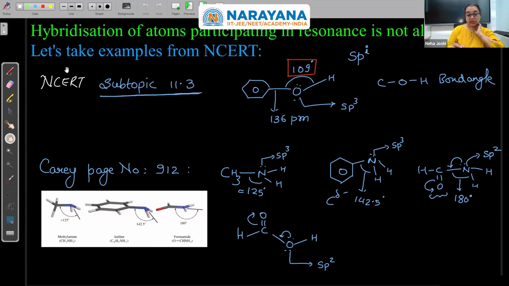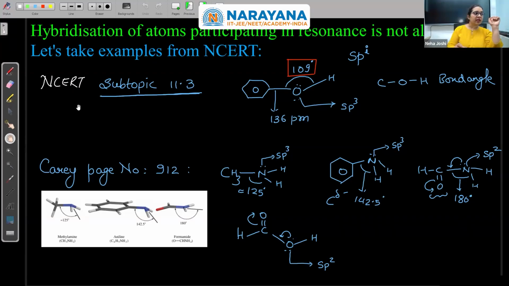So what I want to say is that the hybridization of atoms participating in resonance is not always sp2. This is a very, very big misconception, that it is always sp2. No, that is not possible. The part which will participate in resonance will ultimately come parallel to this, but that need not be perfectly sp2.